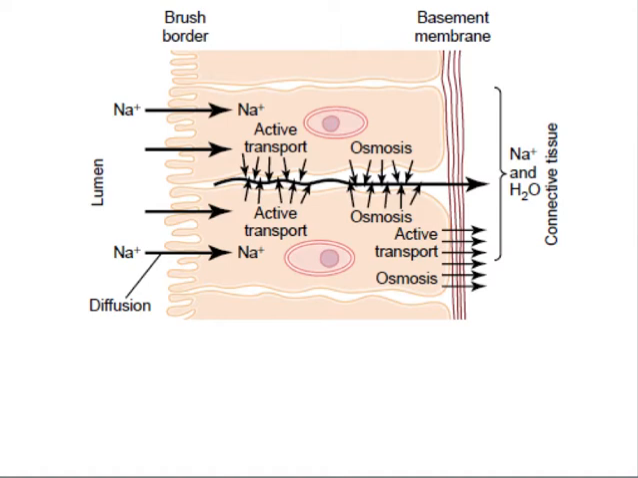Now, the basic mechanism for the transport of a substance through a cellular sheet is active transport and diffusion. You see, active transport occurs through the cell membrane on one side of the transporting cells in the sheet, and then either simple diffusion or facilitated diffusion through the membrane on the opposite side of the cell. So that's how transport through a cellular sheet takes place.